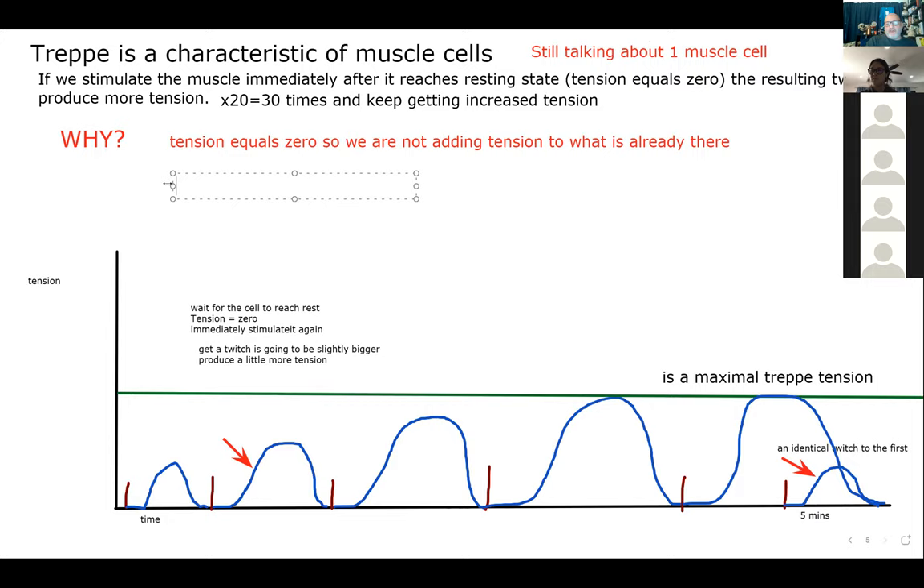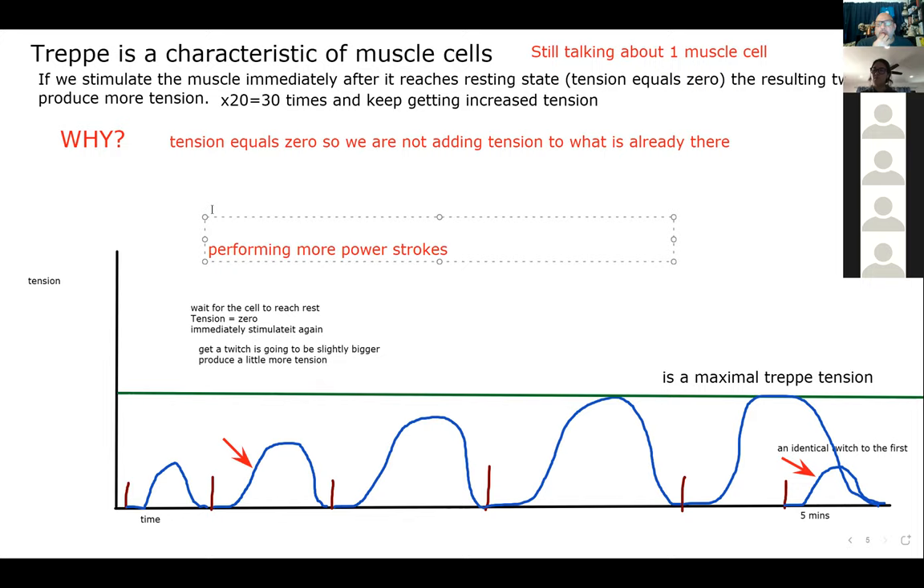So let's work our way backwards. What produces tension? Power strokes. So clearly with this second twitch, I am performing more power strokes, right? If I have more tension, I must be performing more power strokes. So why am I able to perform more power strokes? Well, what determines how many power strokes? More energy. Okay. It could be related to energy, but it doesn't necessarily have to be. I could have all the ATP in the world inside of a cell, but it could still be at rest, right?